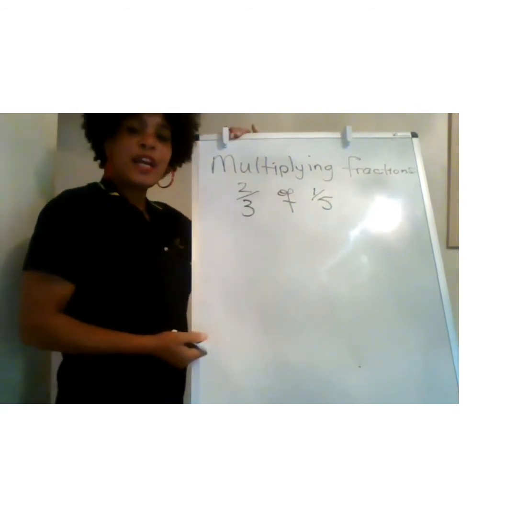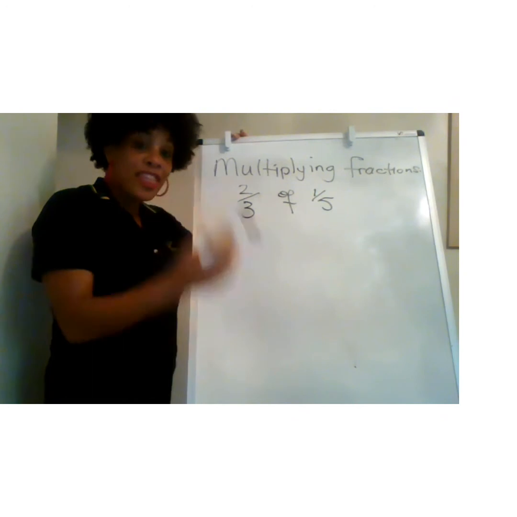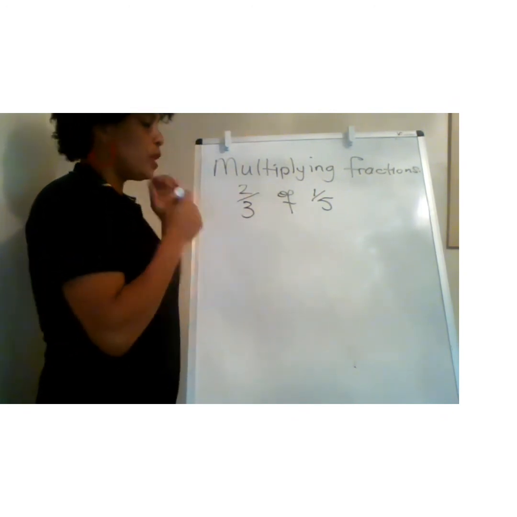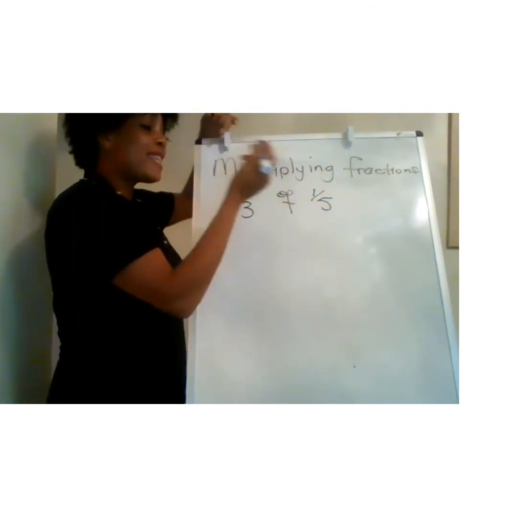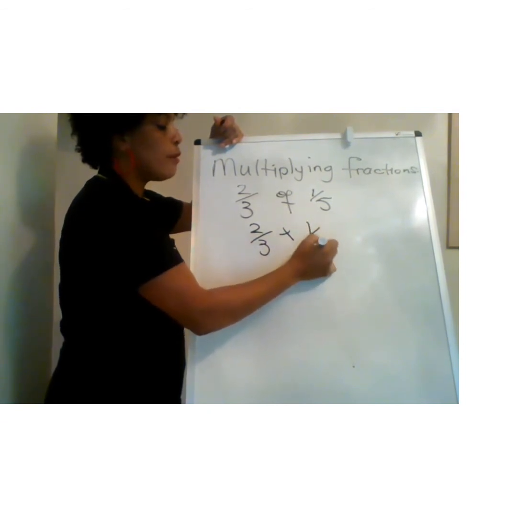Let us look at another question by looking at a diagram of what's happening. And then again, we work it the way you would have been working it in your book. Here we have 2/3 of 1/5, which is the same thing as saying 2/3 times 1/5.